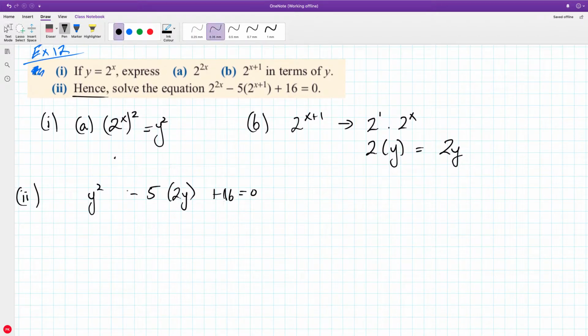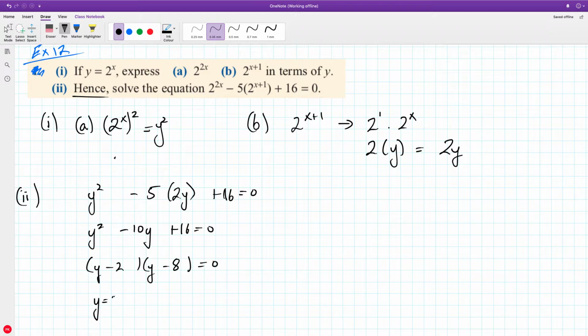Right, let's look at it. So, y squared minus 10y plus 16 is equal to 0. Bracket, bracket, y and y, minus 8, minus 2. y is equal to 2, y is equal to 8.